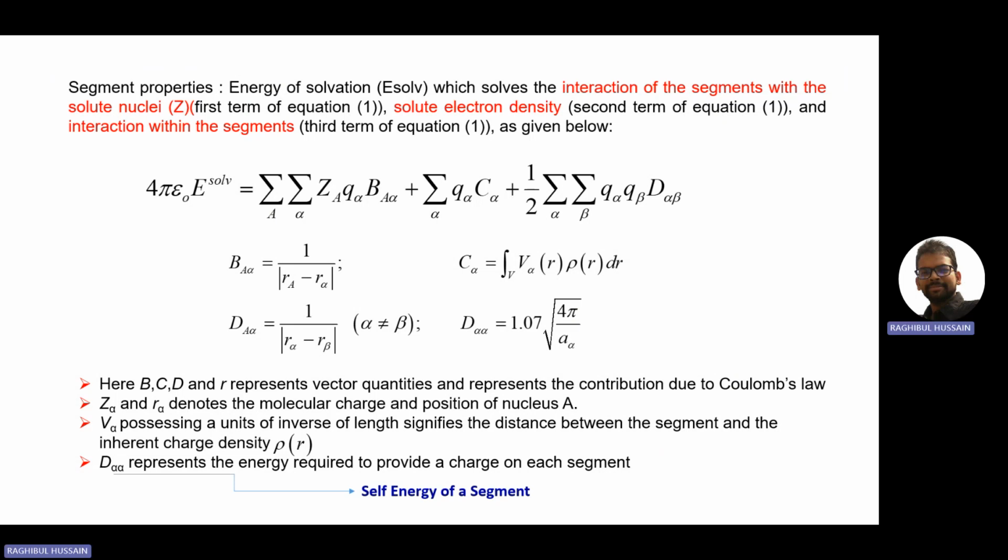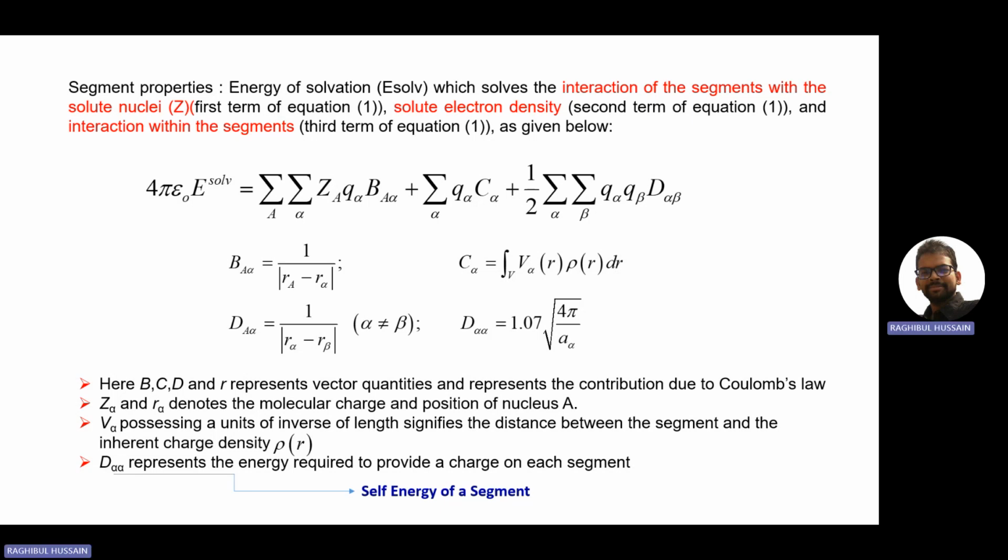This is some constant. Then the second is with the solute electron density. This particular term is the solute electron density. So C alpha is a parameter which says what is the electron density of the segment in question. And Q alpha is the screening charge. And then what is the interaction between the two adjacent segments with the charges Q alpha and Q beta?